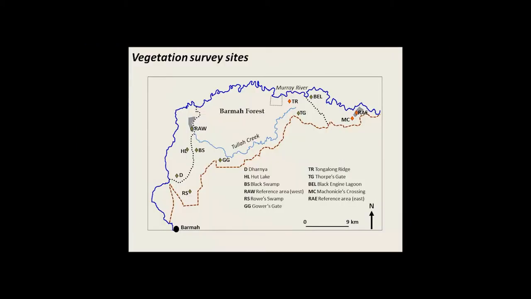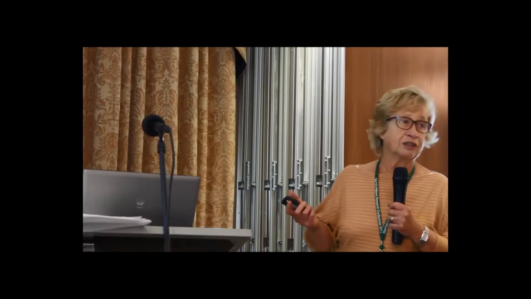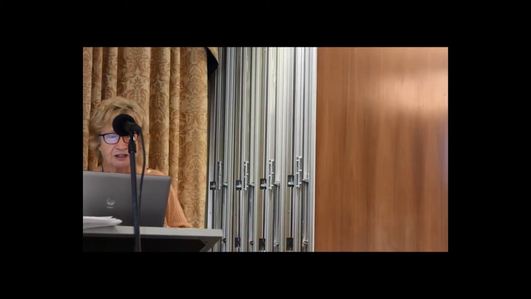These are the sites that I used in Barmah. At Tongalong Ridge, I had two sites adjacent to each other, one inside the stock exclusion fence and one immediately outside the fence. There were other stock exclusion sites because I used the two research areas as well, and one that I called Rose Swamp, which is just down along Tricky's track, just through there. So they were all the sites that I used.